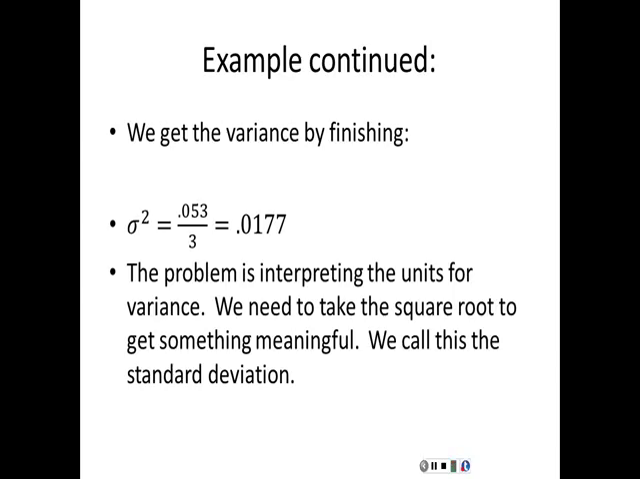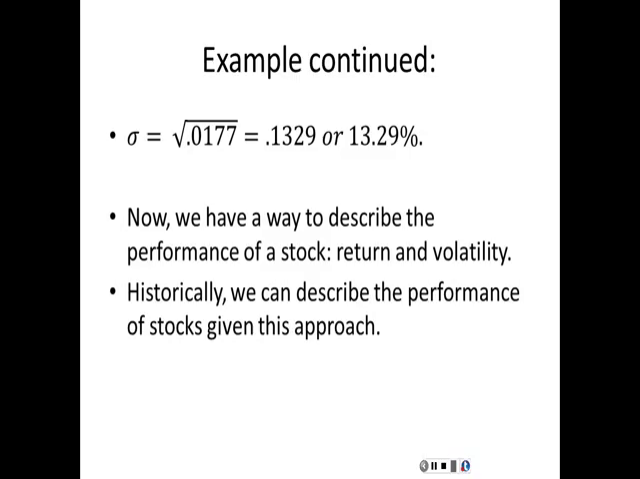0.0177. But the problem with variance is you have square units, and square percent doesn't have much economic meaning. So we're going to go ahead and take the square root of this, and we get 0.1329 or 13.29%. So now I have two ways to describe a stock. I have its average return and I have its volatility. So basically I have two dimensions to describe a stock, two ways to compare. Now we'll apply this in the next lecture.